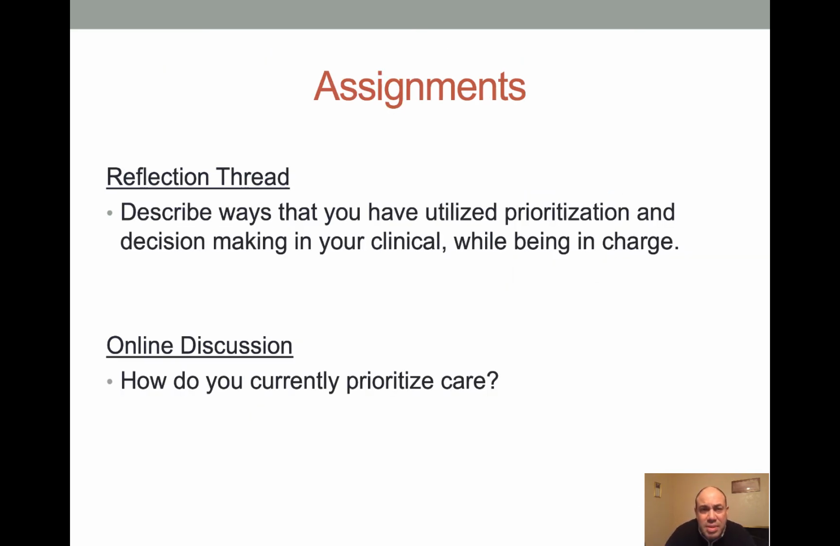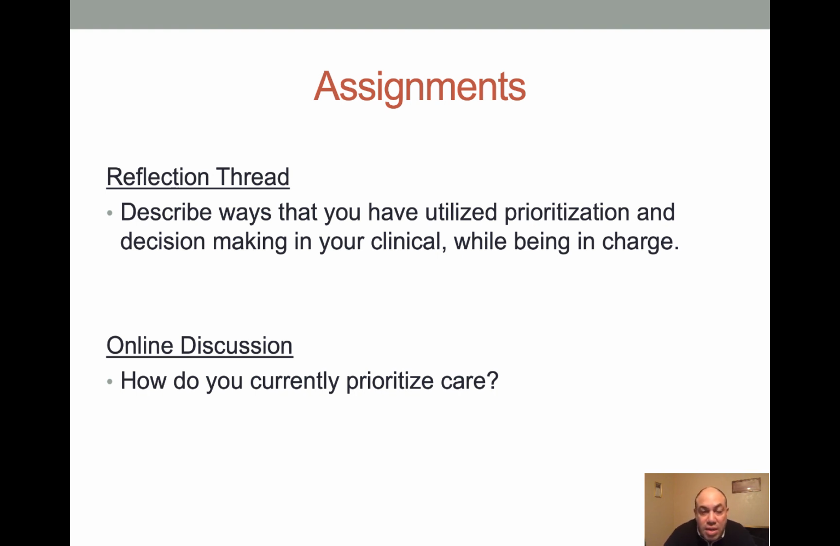All right, so the assignments that are due coming up this week, you're going to have a reflection thread. I want you guys to describe ways that you've utilized prioritization and decision making that you've had to do in your clinical when you were in charge. So how did you have to prioritize things when you were in charge? You might have had a nurse who needed more of your time than somebody else. Or the nurse might have been the squeaky wheel. Were they really having urgent needs? Or did another nurse have more urgent needs? So these are things, again, I just want you to describe in your reflection thread.